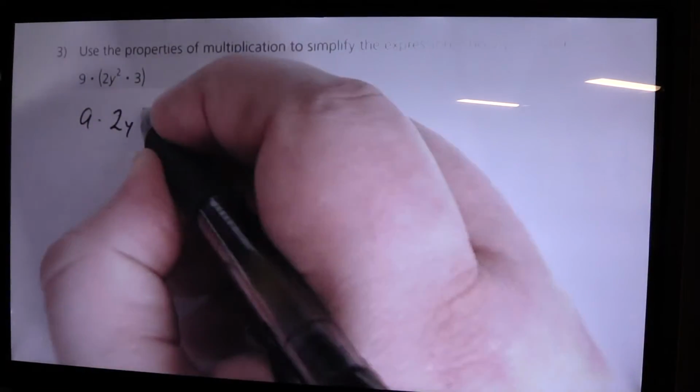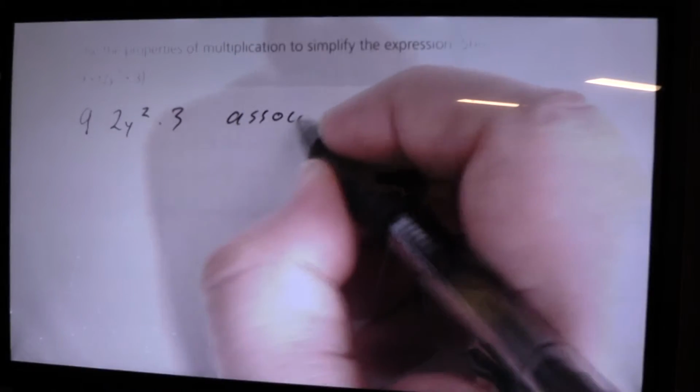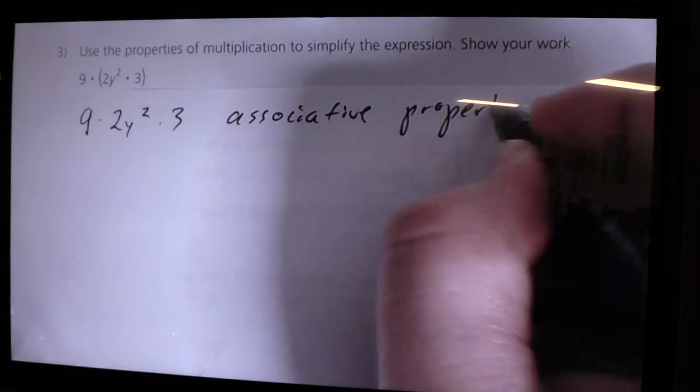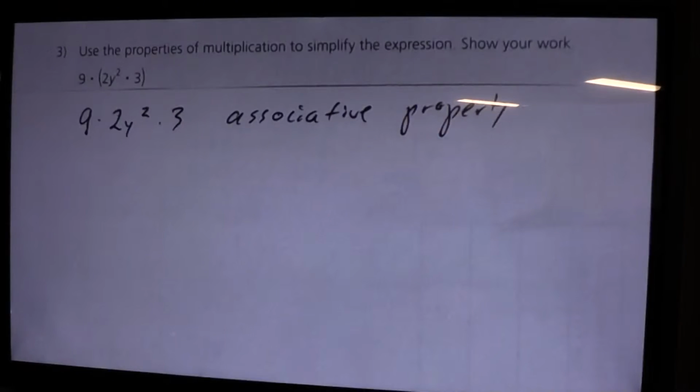So I'm going to do away with those parentheses. And doing away with those parentheses is because of the associative property. Now the associative property tells me I can group those factors any way I want. Now I'm going to use the commutative property, or the moving property, to arrange those factors in such a way it's easier for me to solve the problem.